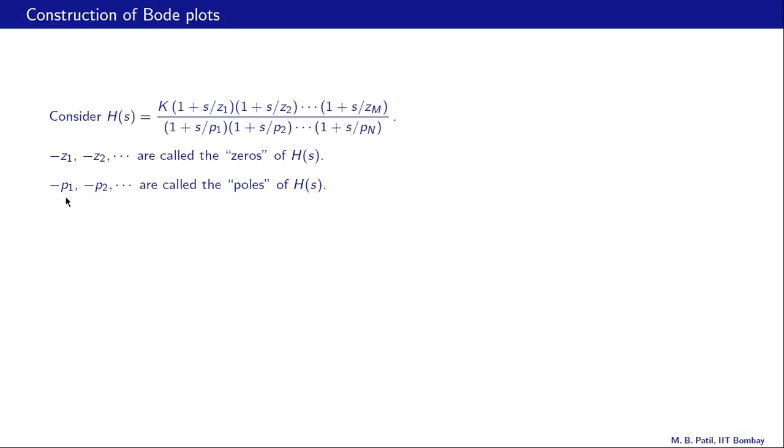The quantities −p1, −p2 etc. are called the poles of H(s). If we substitute s equal to −p1, for example, then this bracket becomes 0 and H(s) becomes infinity. In addition, there could be terms like s and s squared in the numerator, and we will see later how to handle those as well.